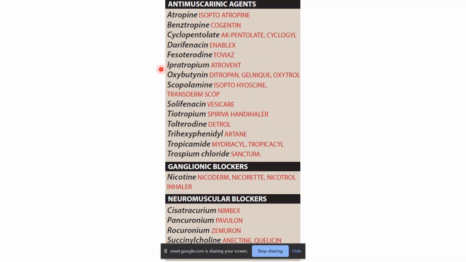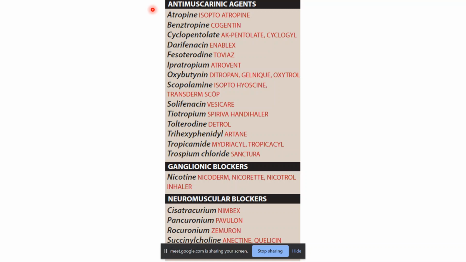Other drugs include oxybutynin and scopolamine. Scopolamine is used for the treatment of motion sickness, and diphenhydramine and darifenacin are used for the treatment of other diseases. So we will get to every one of these drugs later. For example, tropicamide is mostly used in ophthalmology, and other drugs.